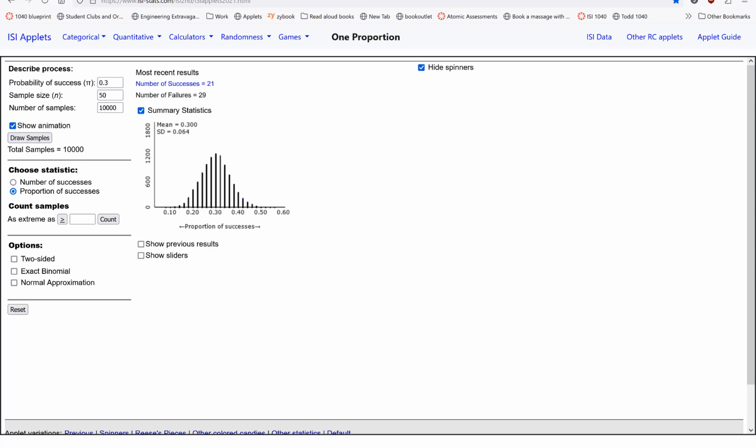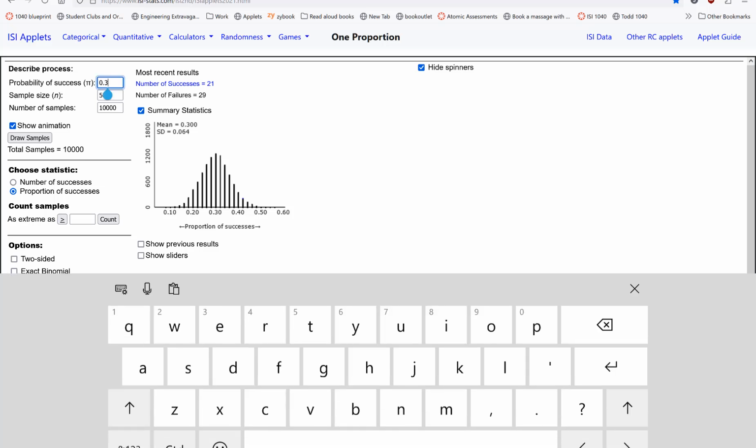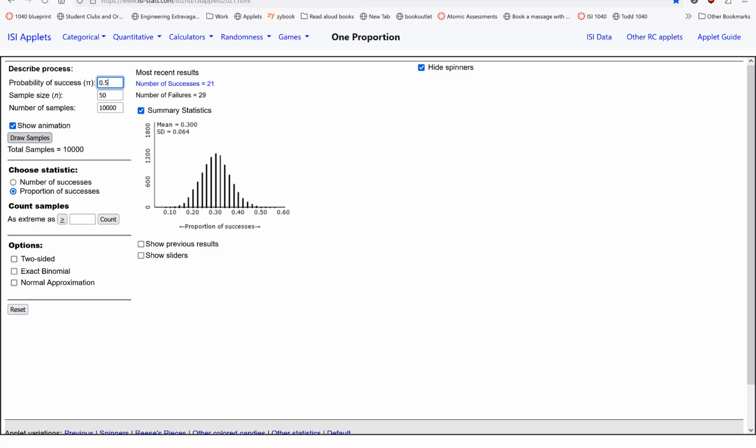So at 0.3, notice now my standard deviation is actually bigger than it was before. It was like 0.04, now it's like 0.06. Let's try 0.5. So at 0.5, my standard deviation is 0.071. Now, if I try something bigger, like 0.8, my standard deviation actually gets smaller. So it turns out we figured this out through lots of things that we can even show you mathematically. The biggest possible standard deviation always happens when your population proportion is 0.5.